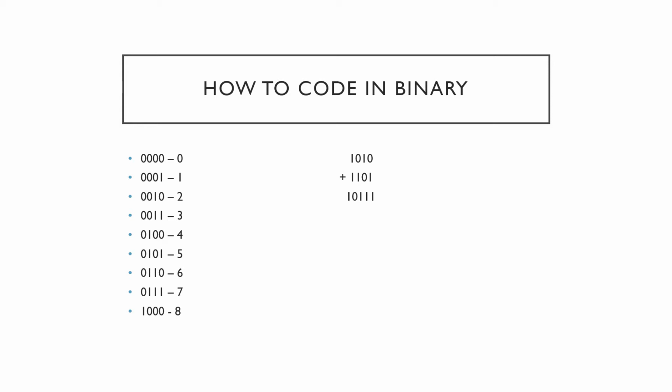To the right, you can see two binary numbers being added together. That's 10 and 13, which equals 23. The first number all the way on top is 10. The middle one is 13, and all the way on the bottom is the result, 23. Now, when 1 plus 1 happens, it equals 0, and a 1 is carried to the left.